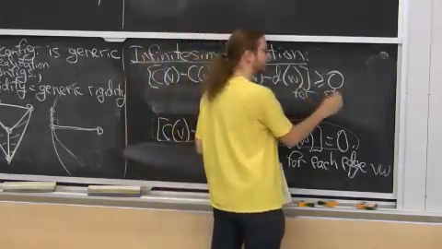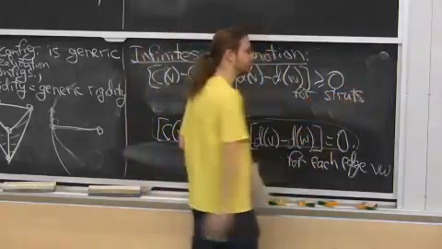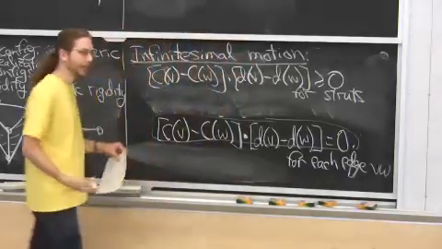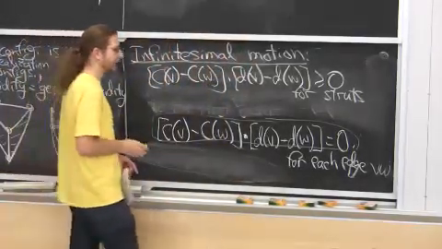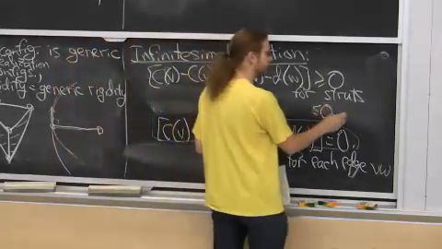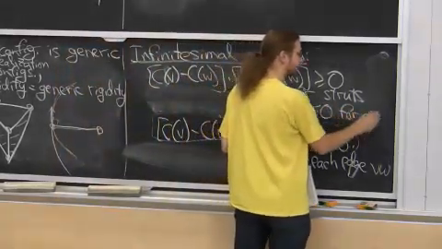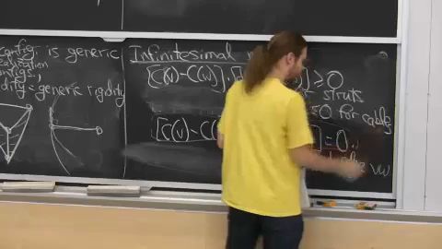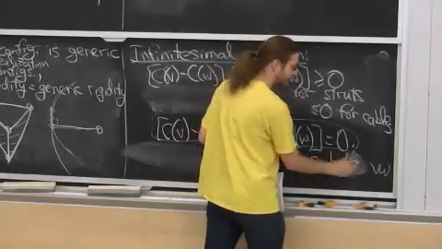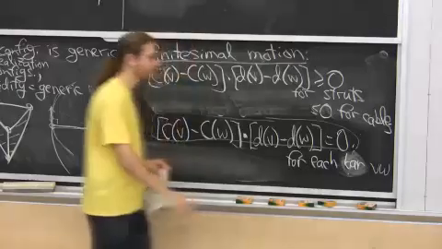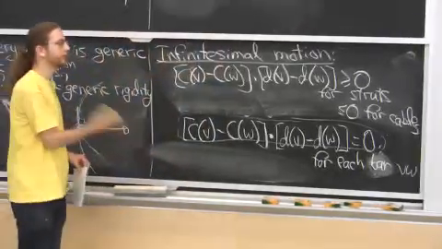Because that says it gets longer or stays the same to the first order. Now, of course, in reality, it might get slightly shorter, but not in the first derivative. And it should be less than or equal to 0 for cables, and it should be equal to 0 for bars. So that's the new notion of infinitesimal motion.